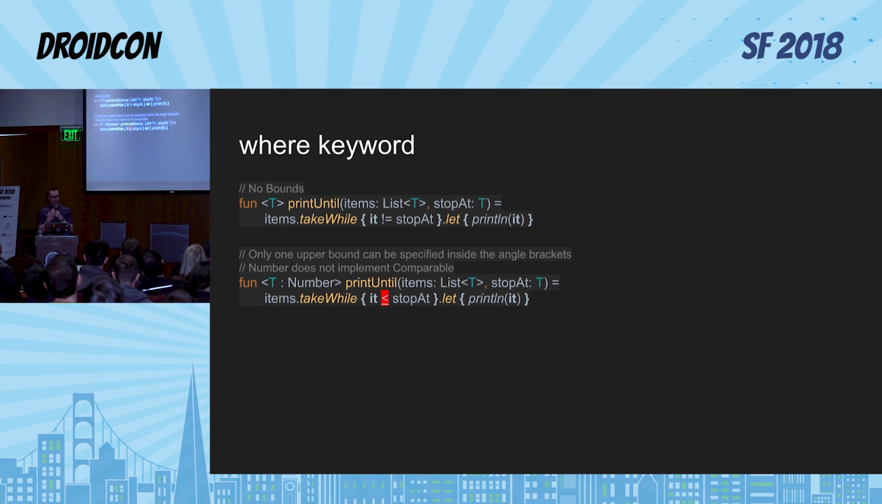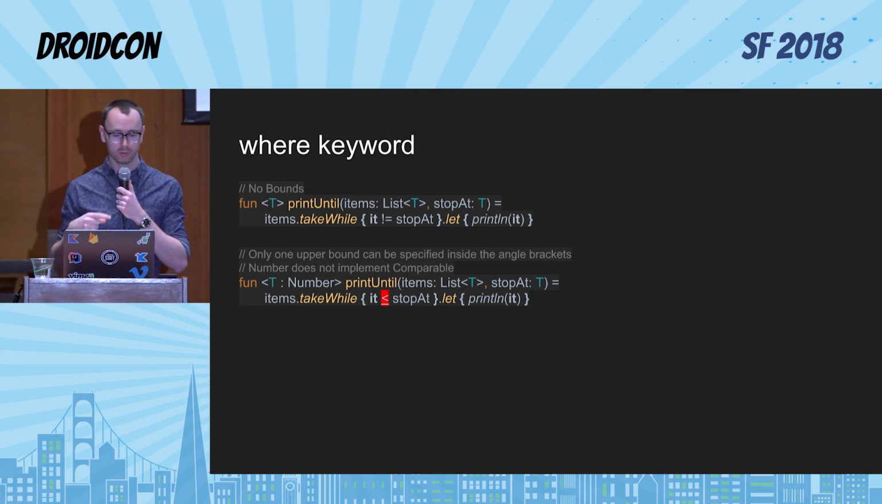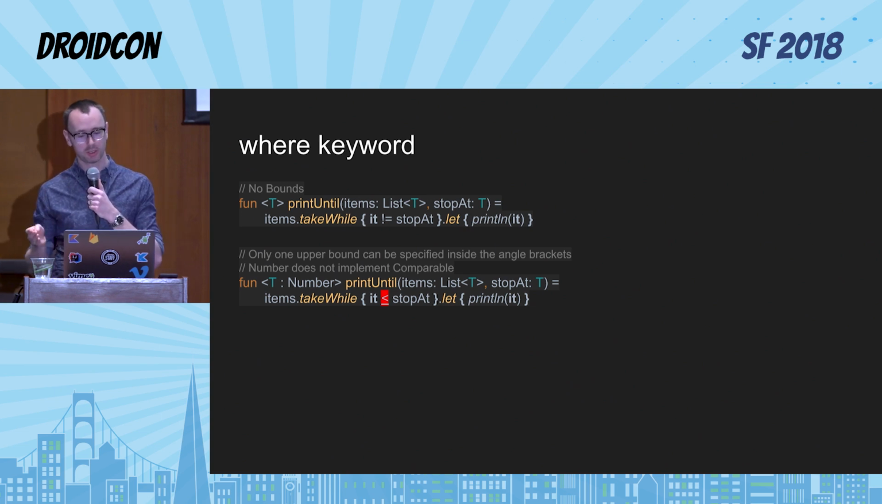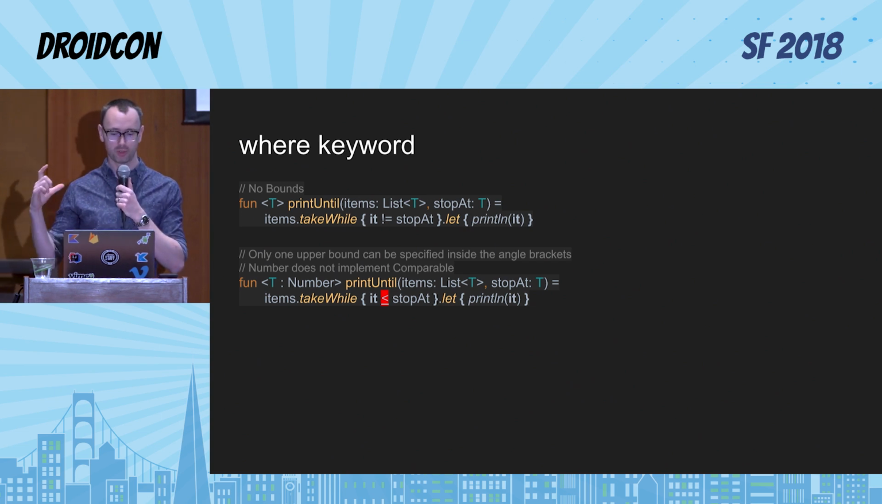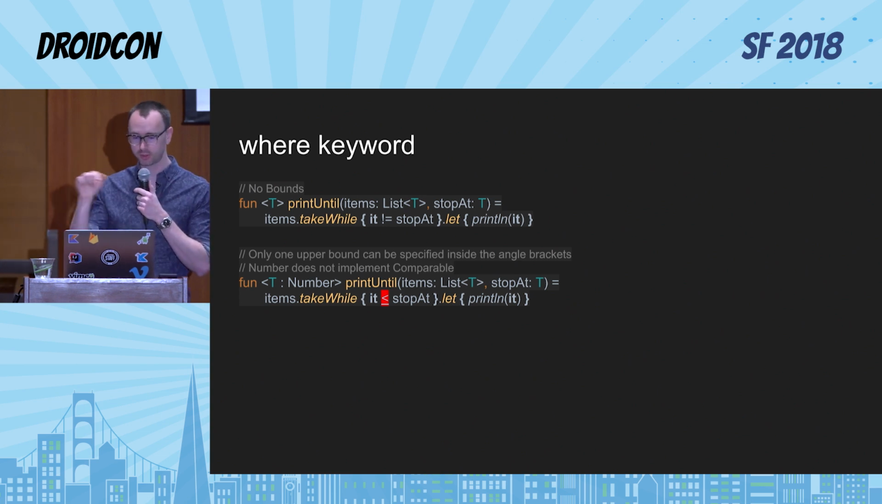All right, so take the top example. I have a function called printUntil. It takes a list of items and an item that you want to stop at. So let's say we were to call this with a list of the numbers 1, 2, 3, 4, 5, and you want to stop at 3. items.takeWhile will continue to take from the list until it hits stopAt. So it would take 1, it would take 2, it would stop at 3, and then it would fall to the let, and you'd end up printing out the list 1, 2.